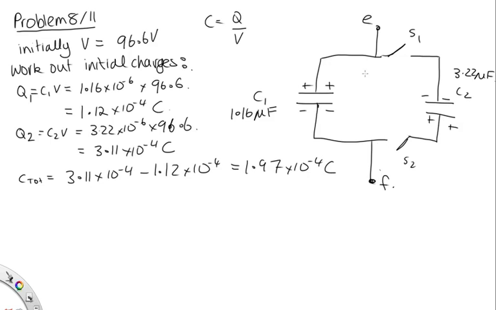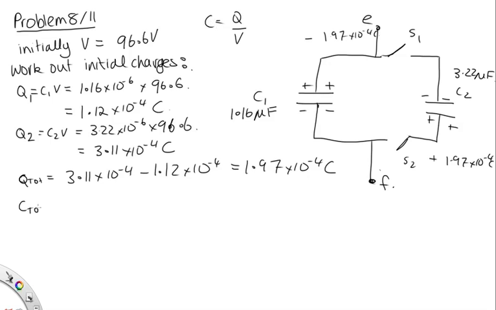So after these switches have closed, we'll have a negative charge up here of 1.97 times 10 to the minus 4 coulombs and a positive charge on these two plates of 1.97 times 10 to the minus 4 coulombs. So this is the combined charge. This will be split between these two plates, and this will be split somehow between these two plates. Okay, so we've got the total charge now that the switch has been closed. So what we need to do now is work out the total capacitance.